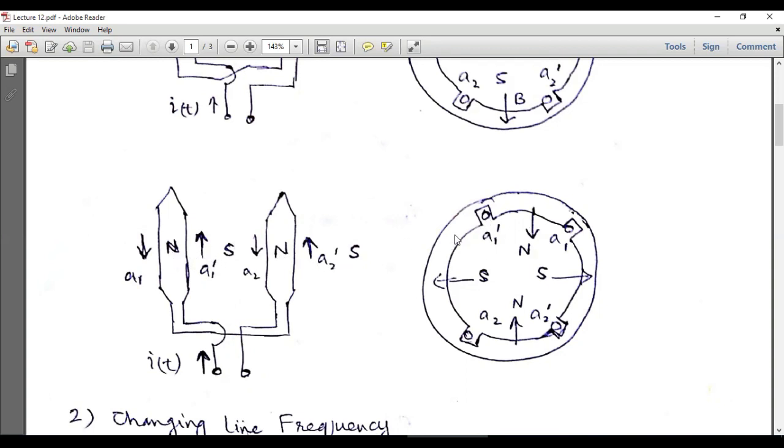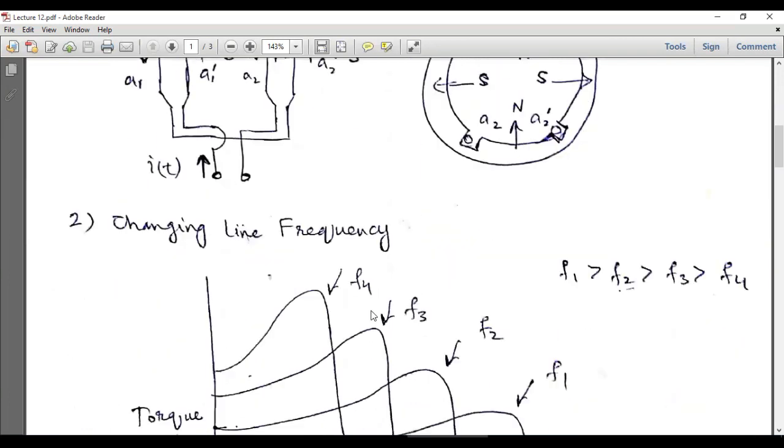Similar understanding can be developed for this direction of the current in this cross-sectional view of the stator. So this will be a north pole. Magnetic field lines will be originating from this point, and they will also be originating from this point, and they will be terminating somewhere here. So this is a four-pole stator. If we double the number of poles using this mechanism, we can halve the synchronous speed, and we can also reduce the mechanical speed of the rotor. So this was the first method. The second method is changing the line frequency.